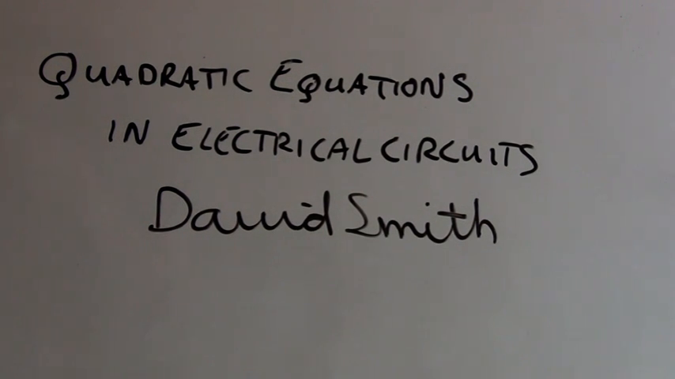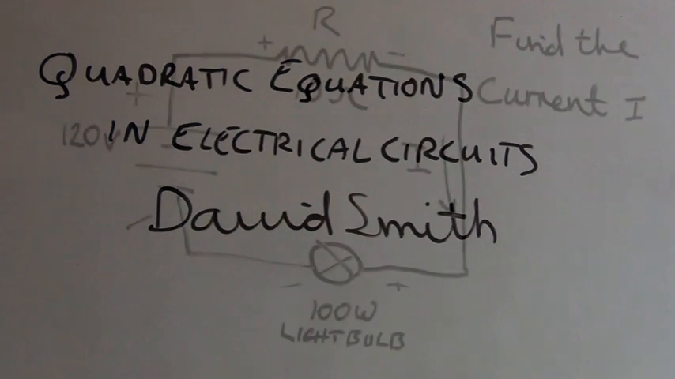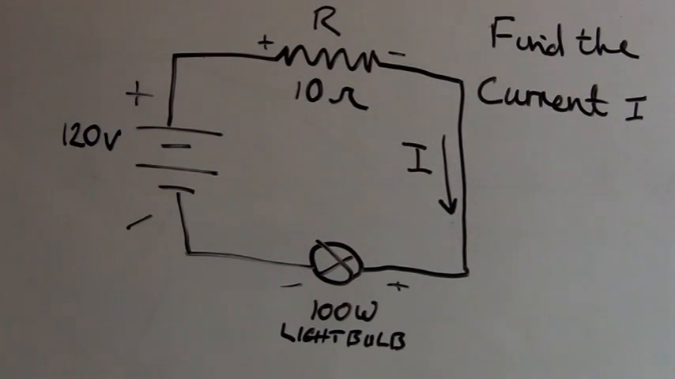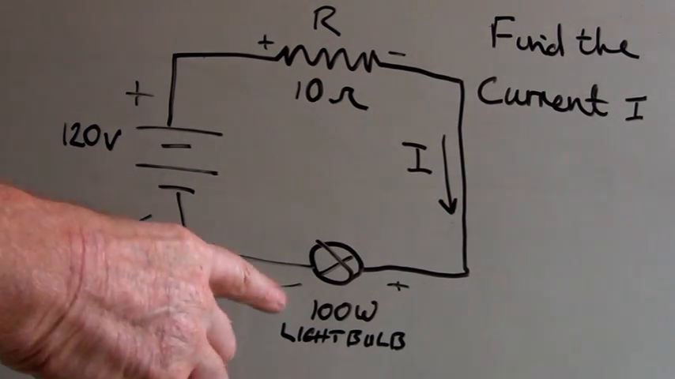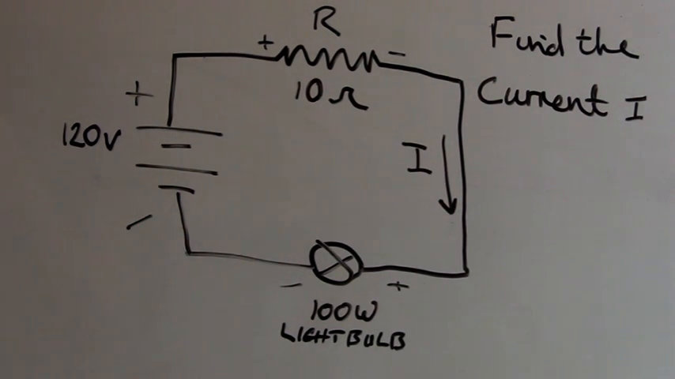Today's lesson is going to be on quadratic equations in electrical circuits. Okay, so we have the following circuit. We have a 120 volt supply with a 10 ohm resistor and a 100 watt light bulb connected in series. Now for this example we are asked to find the current I.